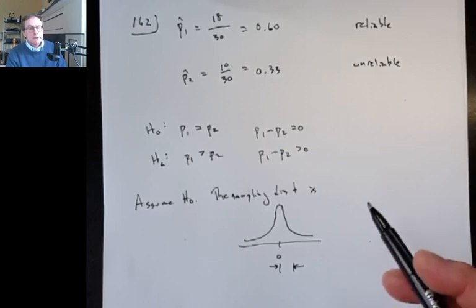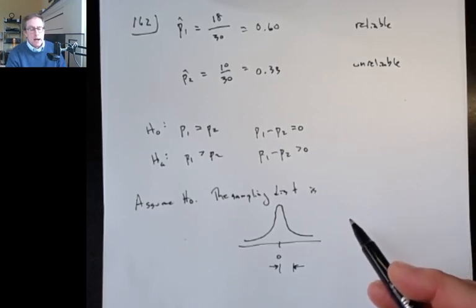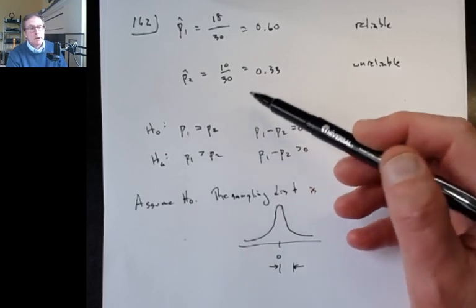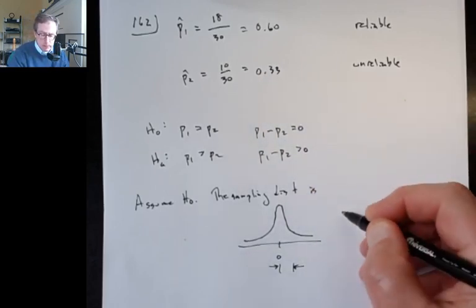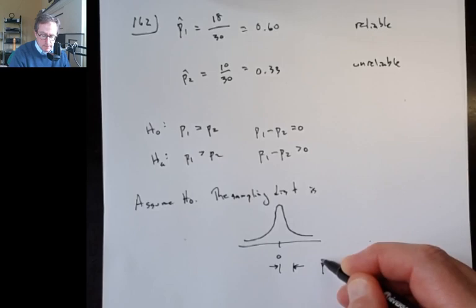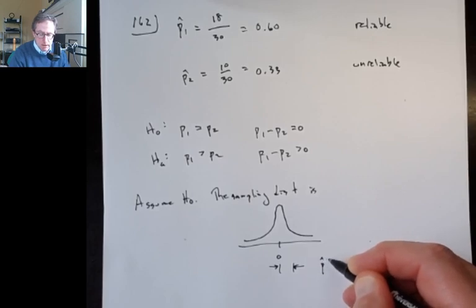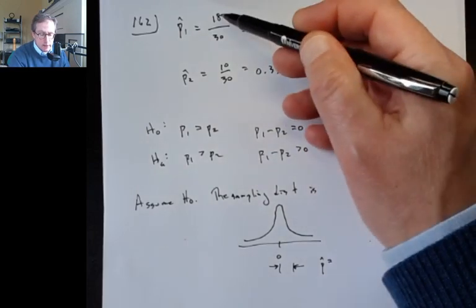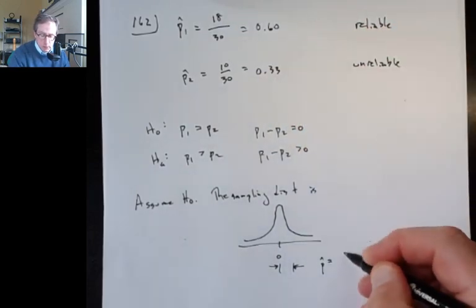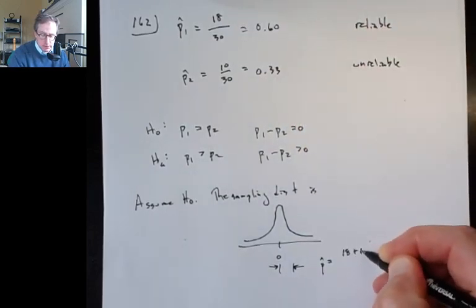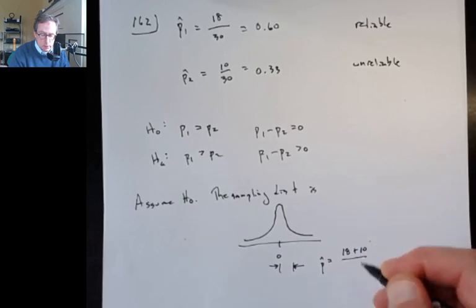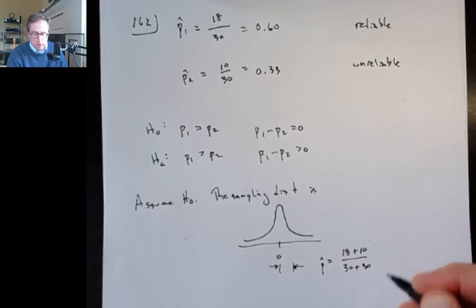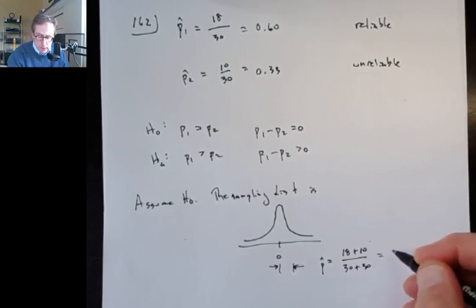Now again, the twist in this particular formula is that you have to work not with P1 hat and not with P2 hat, but instead with what the book calls P hat. So P hat is you take the two samples and combine them. So what's the number of successes? 18 plus 10. And what's the total number of babies? 30 plus 30. So that's, what's that, 28 out of 60?